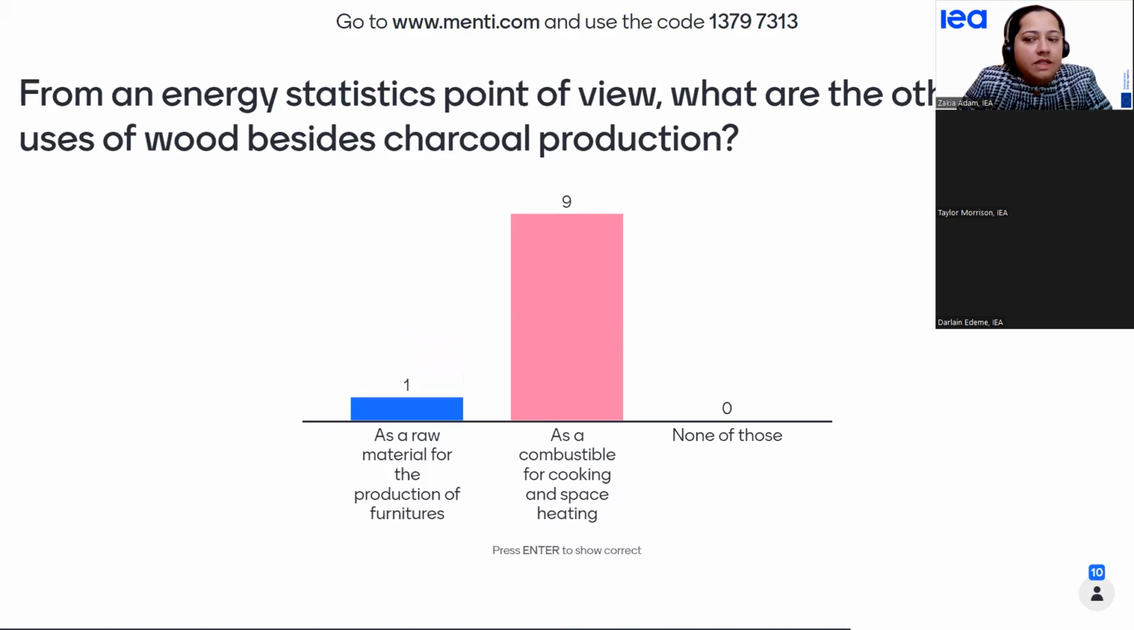So we have already 10 participants that have replied, 11. And most of you are saying that from an energy statistics point of view, we should report wood use as combustible for cooking and space heating.